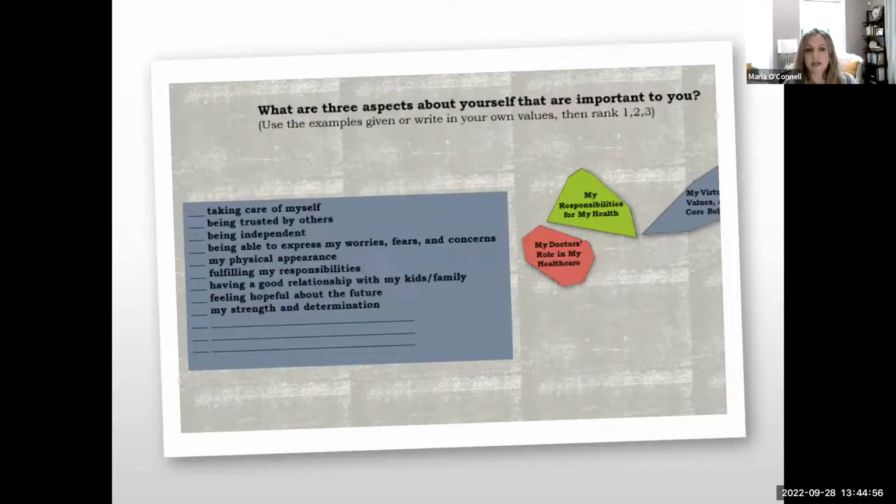The next aspect has to do with my values, virtues, and core beliefs. What are 3 aspects about yourself that are important to you? Taking care of myself, being trusted by others, being independent, being able to express my worries, fears, and concerns, my physical appearance, fulfilling my responsibilities, having a good relationship, feeling hopeful, and my strength and determination.